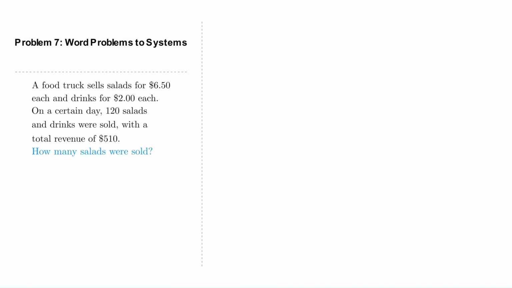In this last problem, we will translate a word problem into a system of linear equations and solve it step by step. The problem states that a food truck sells salads for $6.5 each and drinks for $2 each. On a certain day, 120 salads and drinks were sold, with a total revenue of $510. How many salads were sold?